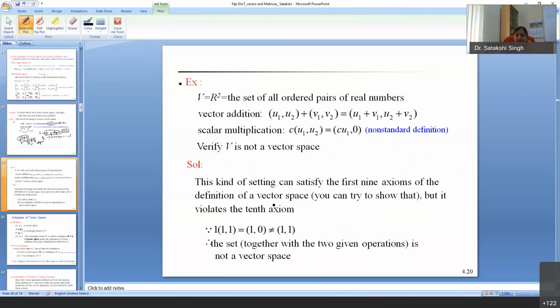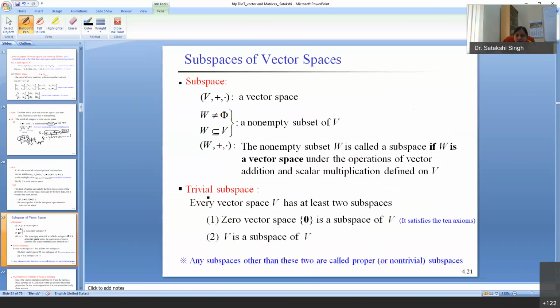Similarly, you can have some other examples. You can look at the examples afterwards. Next, we have the subspaces of a vector space.